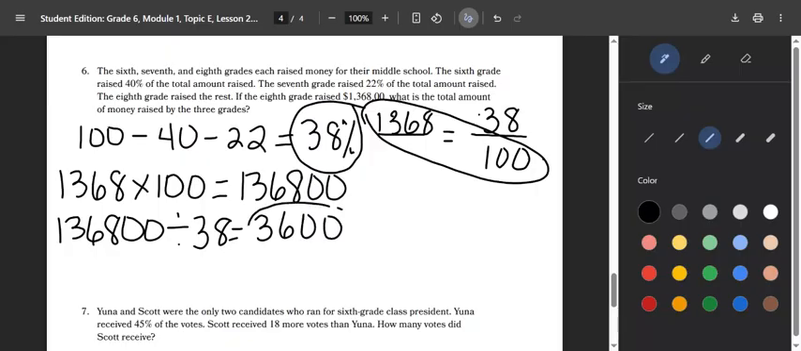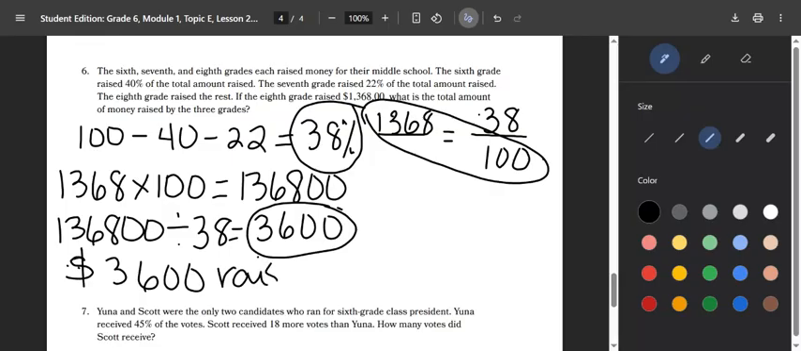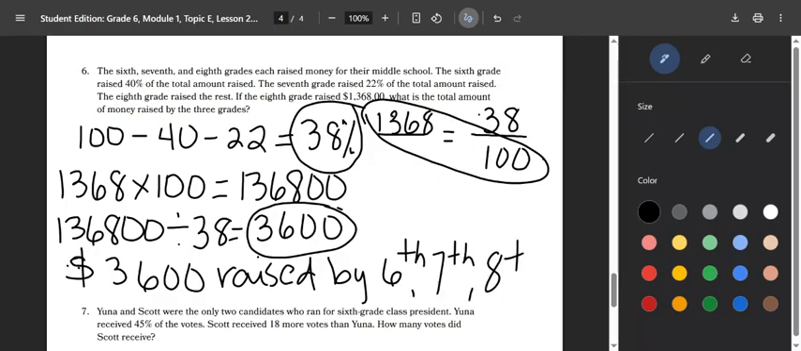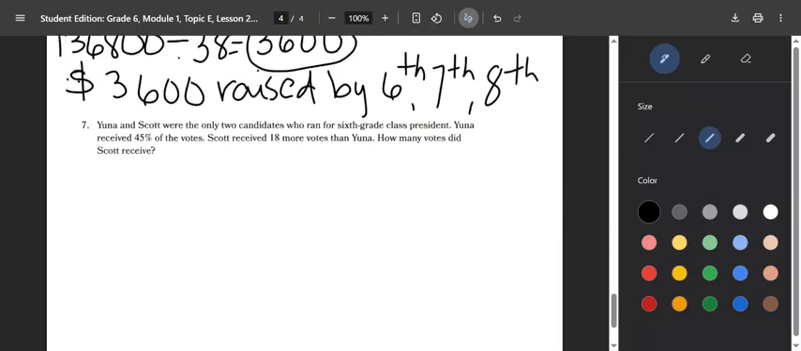All right, so the total amount raised is $3,600. So it's $3,600 raised by all three grades. The 6th graders and the 7th graders and the 8th graders combined raised $3,600. All right, let's look at this last one.